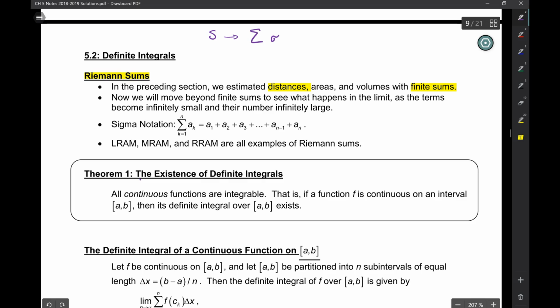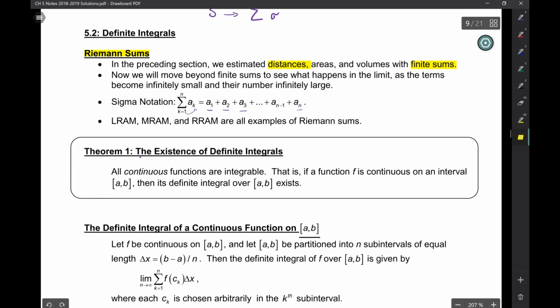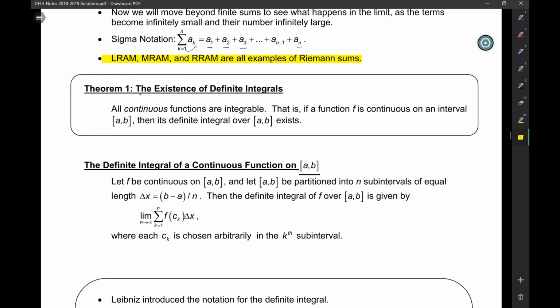Here we have sigma, the sum of a sub k, and k goes from 1 to n. Basically, k is like a counter: number 1, number 2, first term, second term, third term. So you keep putting them in. You take a sub 1, add it to a sub 2 and a sub 3, until you get a sub n. That's what sigma notation is. Now, what we did yesterday and the day before, LRAM, MRAM, and all that stuff, these are all examples of Riemann sums.